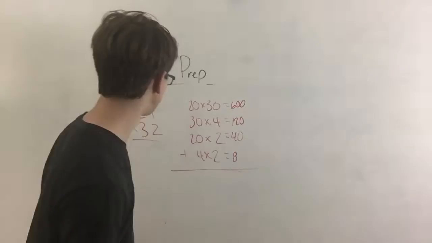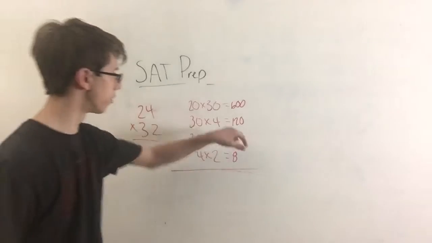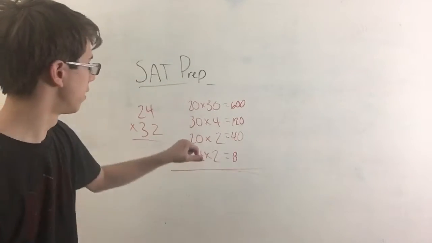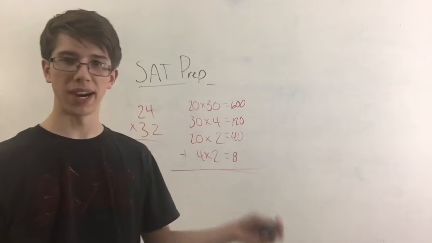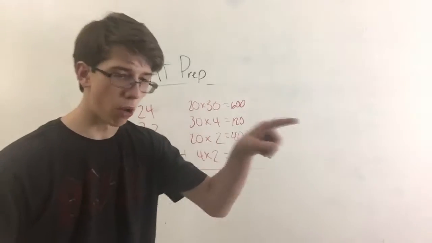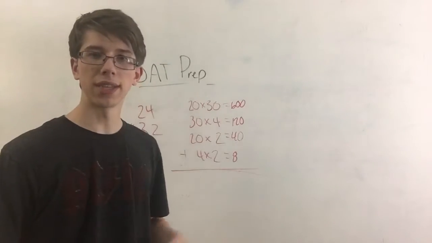So what you shouldn't do is 20 times 30, save that in your head, then do 30 times 4, save that in your head, 20 times 2, save that in your head, 4 times 2, and then save that in your head, or just not write it down anywhere. You'd have to go up on your calculator to see your history, right? That takes way too much time.